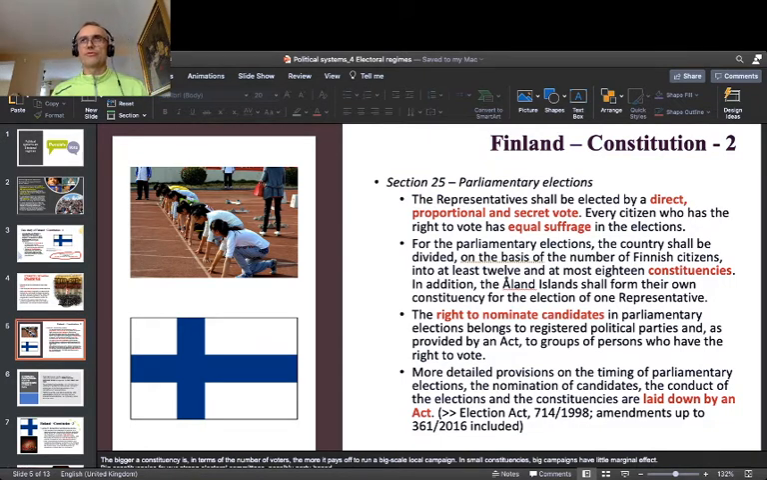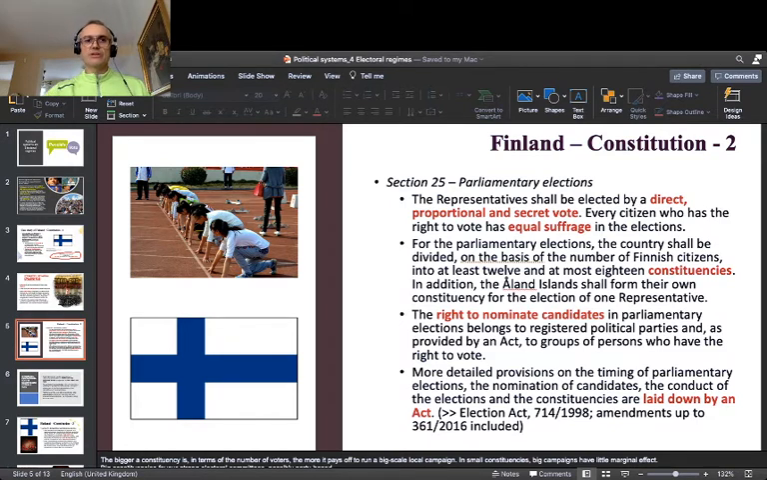And the idea of representation, or the idea of direct democracy, is that each constituency should vote separately. That's the idea that different places in the country should have their representation. And in Finland it is a particularly important thing, because if you look at the map of Finland, you have Helsinki, the capital, which is really densely populated, where you have a lot of people, and the rest of Finland is very sparsely populated.